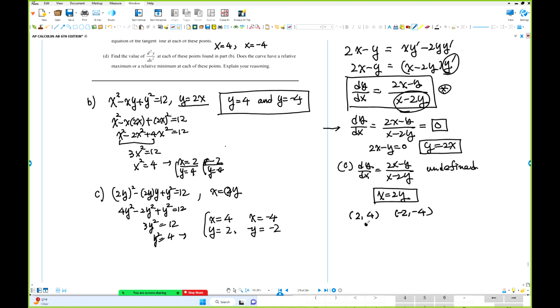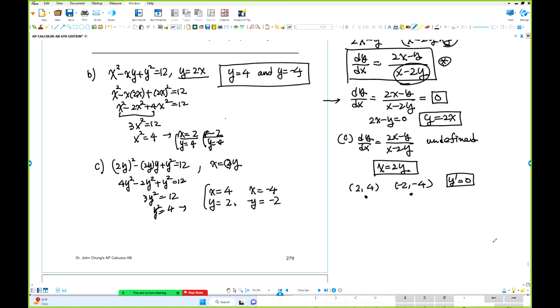But at these points, another question is whether it is a local maximum or minimum. We have to check this using the second derivative, okay? So at this point, y prime, dy/dx, is 0, right? Slope is 0, isn't it? Okay, I'm going to use this one. Slope is 0.